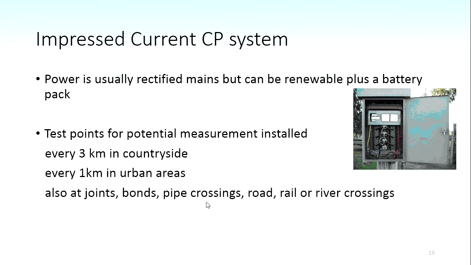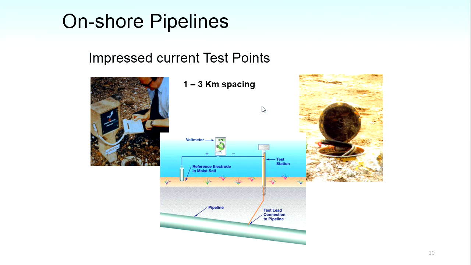This is just a little collection of photos of test points. So all we're doing is measuring the voltage between the reference electrode and the pipe, and that's a hatch with a lead coming off the pipe. This is another version of test point. So it's important to monitor the potential over time, and there are various recommendations as to the frequency of that. We'll come back to it.